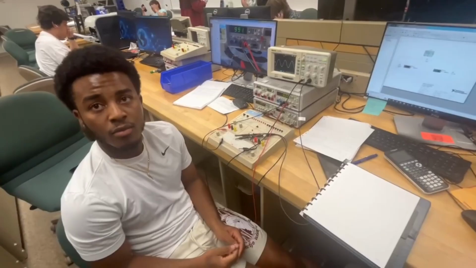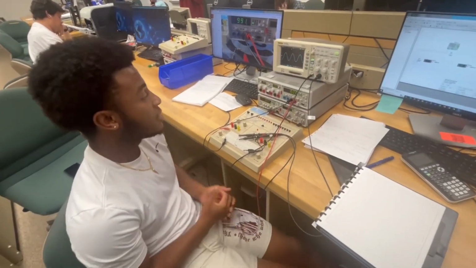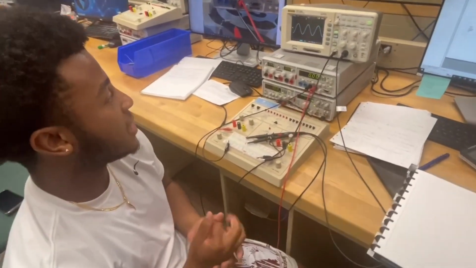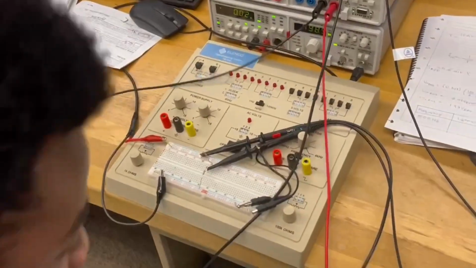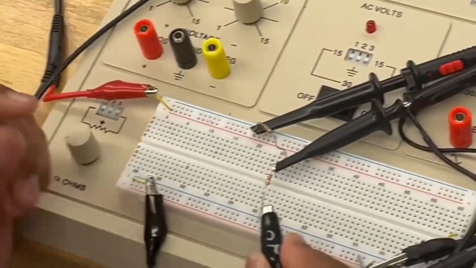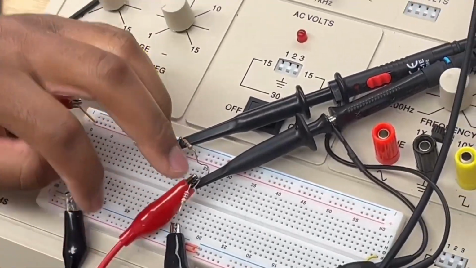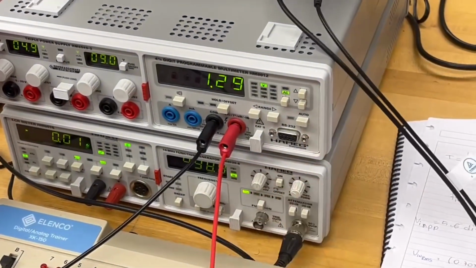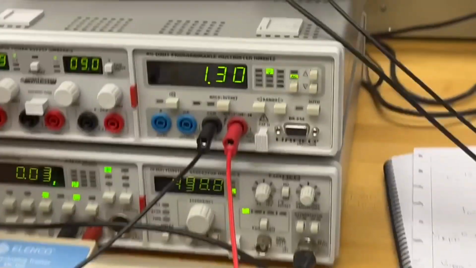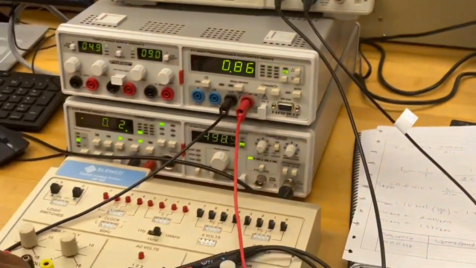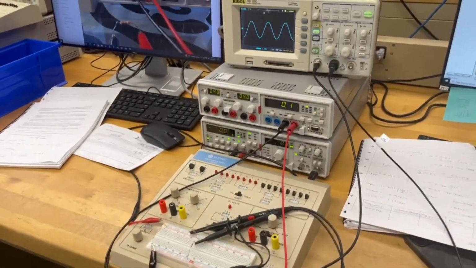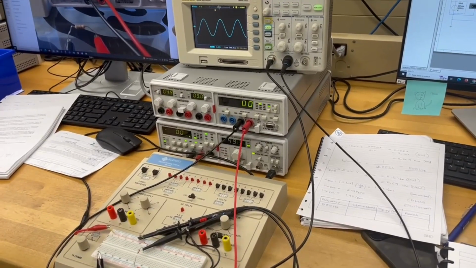Right. So first, I'll be demonstrating how to use the DMM measurement for our resistor 2. Simply connect positive to positive and negative to negative, and connect the channel to the DMM. Let's see what we get here. We get resistor 1 at 1.29 and resistor 2 at 1.30. That's also what we got from over here, 1.30.